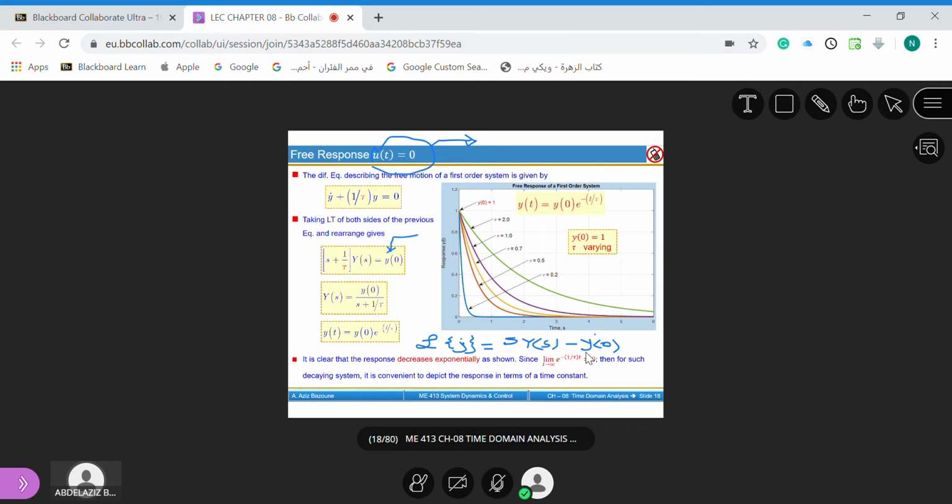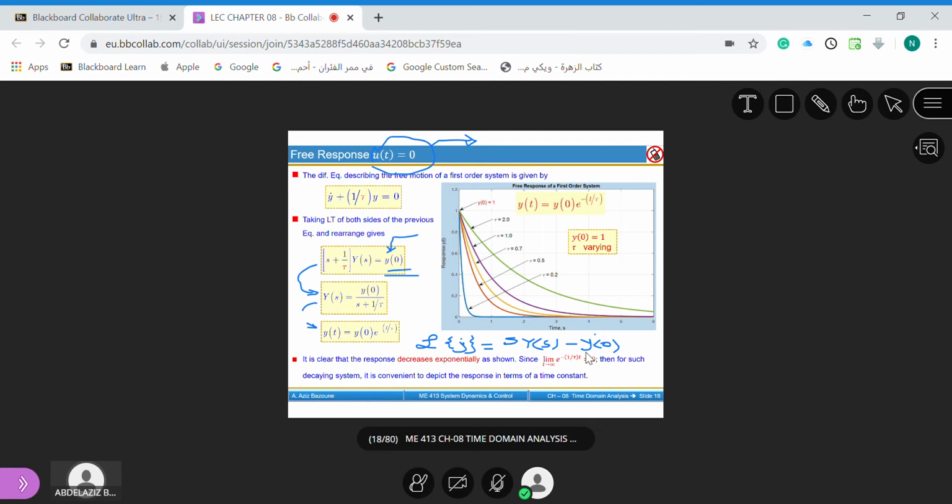And now, s plus 1 over tau will be common. So this is due to the initial conditions; y0 is the initial condition. Now you solve for Y of s. You will have y0 over s plus 1 over tau. And if you take the inverse Laplace transform, it will be y0 exponential minus t over tau.